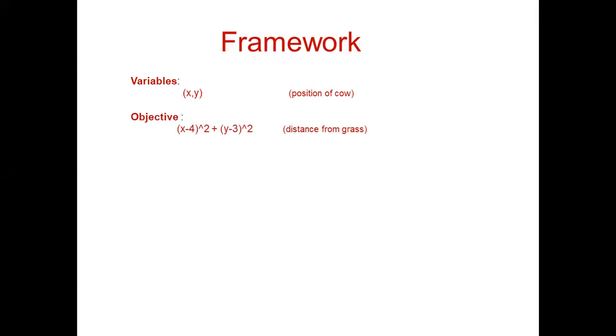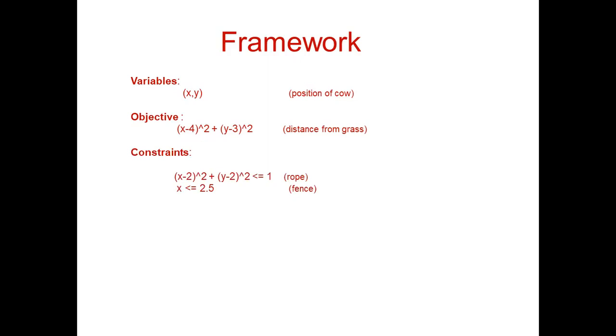The position of the grass is at the point (4,3). So the Euclidean distance would be the square root of (x minus 4) squared plus (y minus 3) squared, but you can get rid of the square root, because the minimum distance with the square root and the minimum distance without the square root are the same. So we can take this as the objective function.